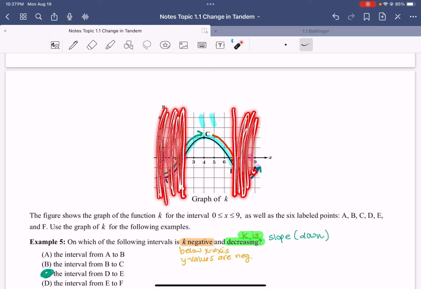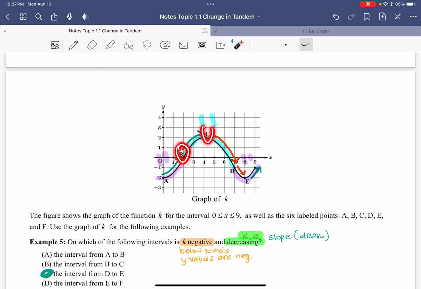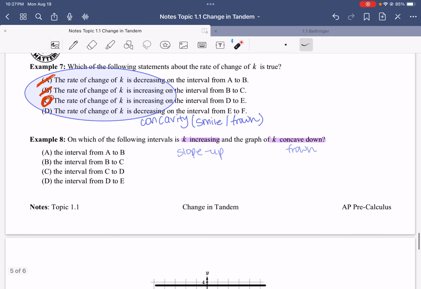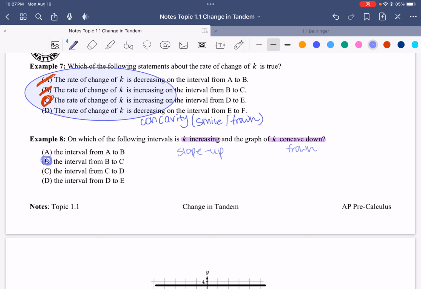Okay, now look at this frowny face. Only half of it was going up. Notice that this other half was going down. That means that this half that's going down would also not be part of the answer. So that means that we're restricted to the interval, it's hard to tell, but B to C. So between B to C, I'm going up, but I'm still part of the frowny face. So I'm concave down, but I'm going up. Okay? So again, the correct answer would be B as in boy.